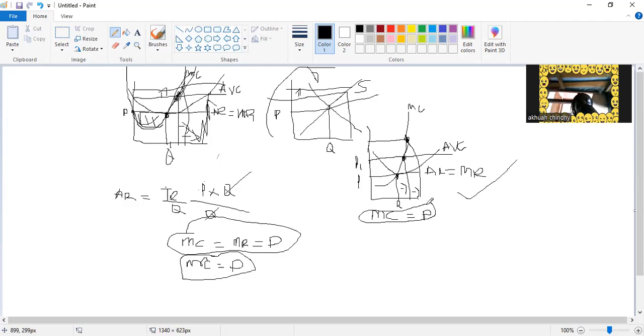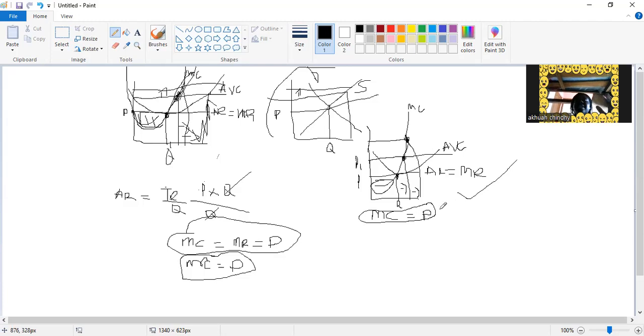So we are saying that, like I said, you can't produce at this point. It's not wise for a firm to produce at this point because your average variable cost is here. So if you are producing at this point, you're going to make a loss. So at the point where the average variable cost touches the marginal cost, from that point upwards is the suitable place the firm can produce.